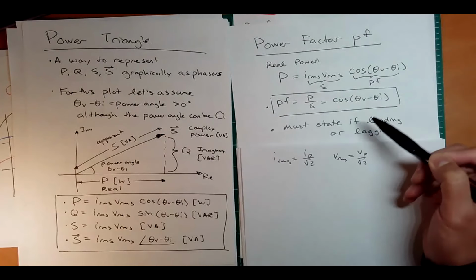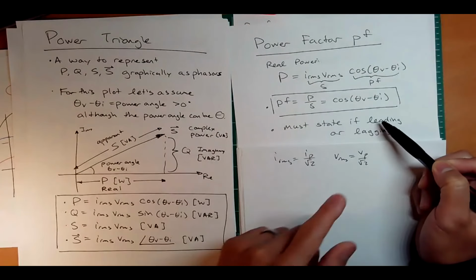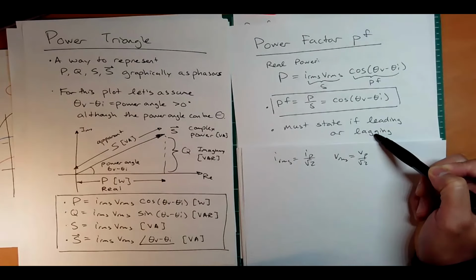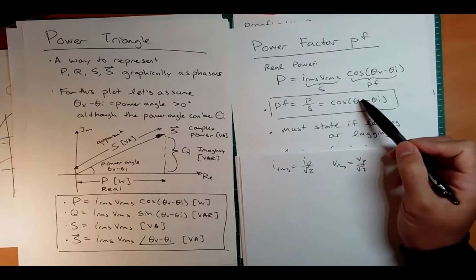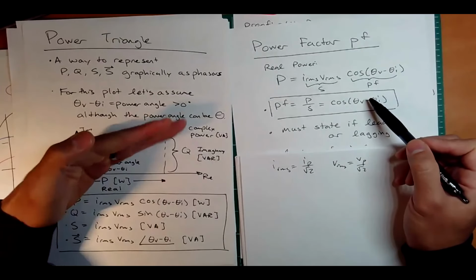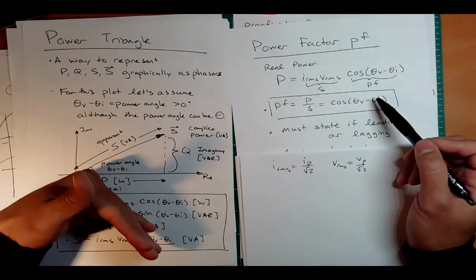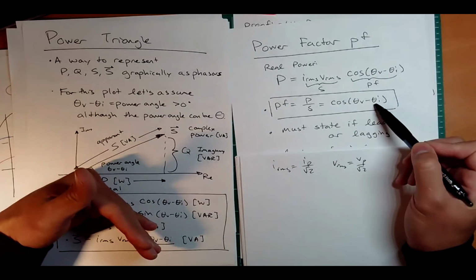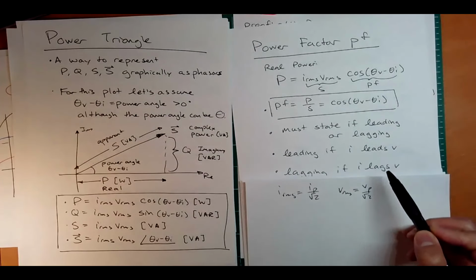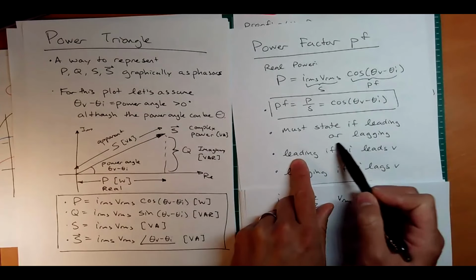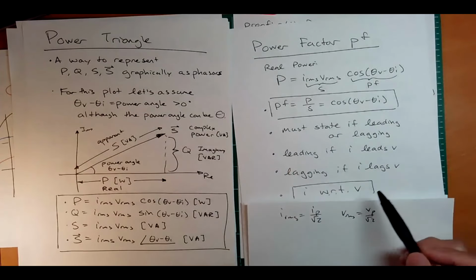Now, if your power factor is not 1, you've got to say if it's leading or lagging. Well, why do you got to say if it's leading or lagging? The reason is that this is a cosine, right? You can't tell. Let's say the power is pointing here or here, right? You can't tell if I give you a power factor number whether theta V minus theta I is leading or lagging. And so when you say leading or lagging, it's leading if I leads V, and it's lagging if I lags V. So leading is more capacitive, lagging is more inductive. And notice it's always current with respect to voltage. You just got to remember that. Okay, so if I say leading power factor, I leads V. If I say lagging power factor, I lags V.